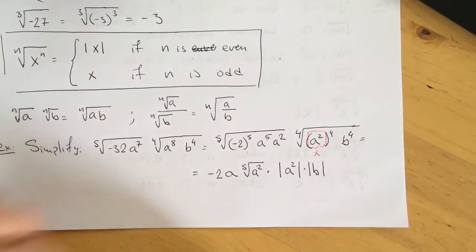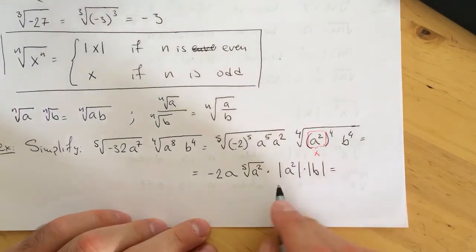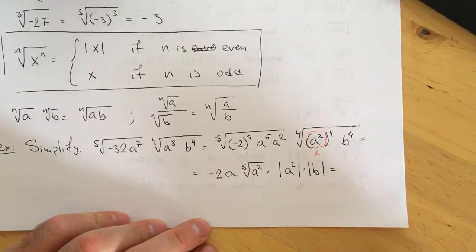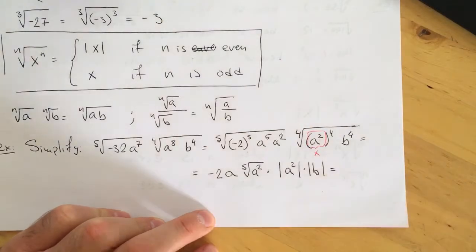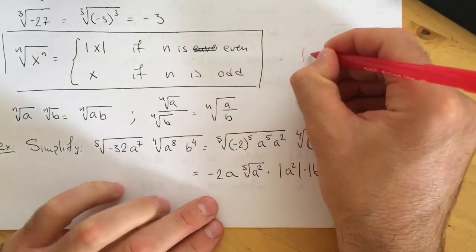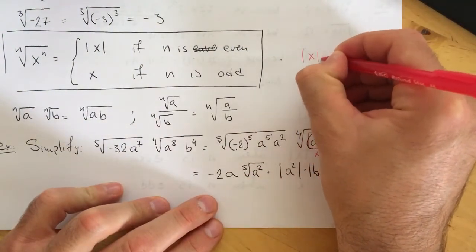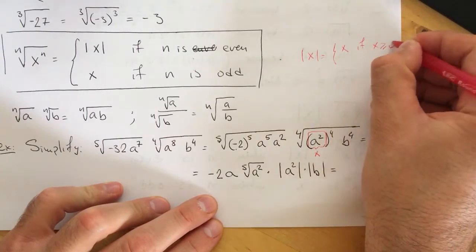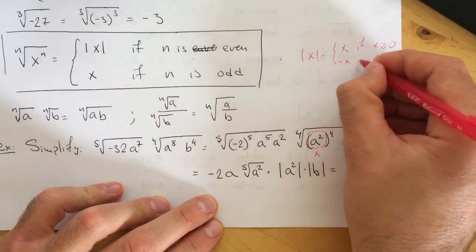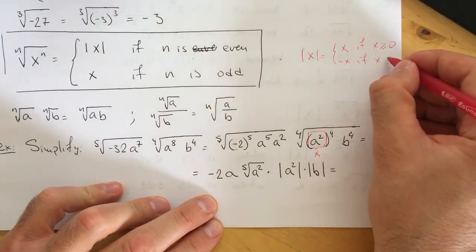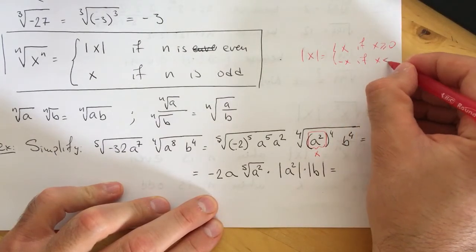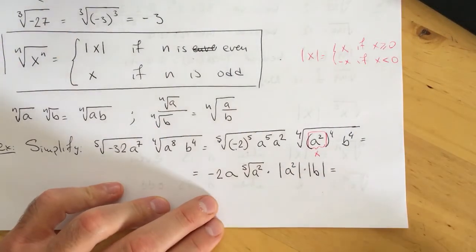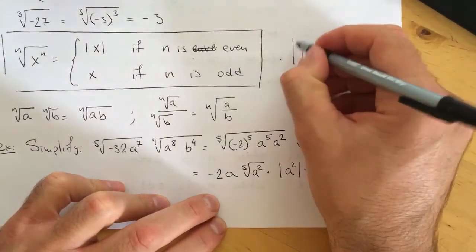Okay, we're almost done. We just have to notice what the absolute value is, right? The definition of absolute value is that the absolute value of x is equal to x if x is non-negative, and negative x if x is strictly less than 0. That's the definition of the absolute value of x.